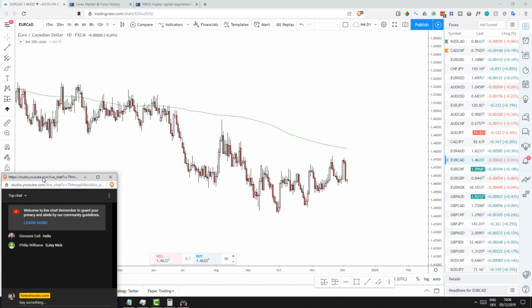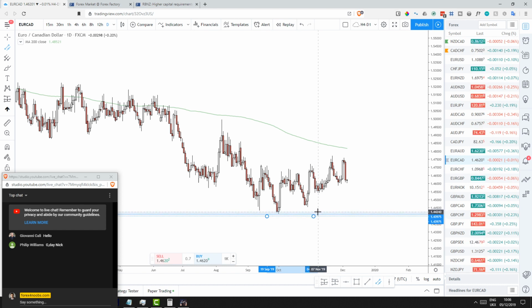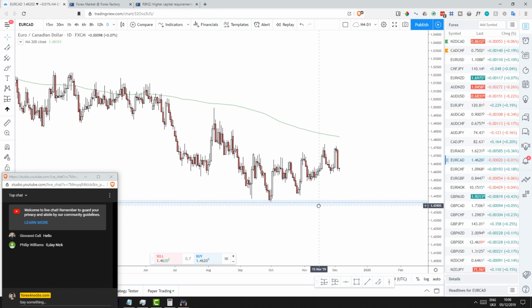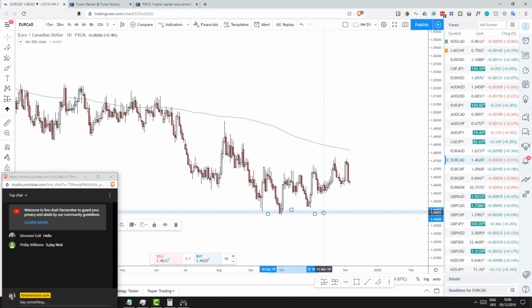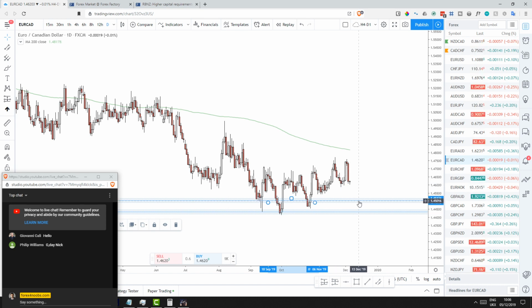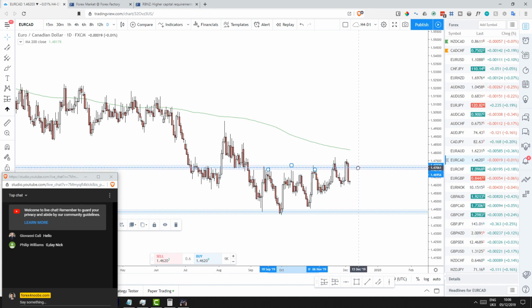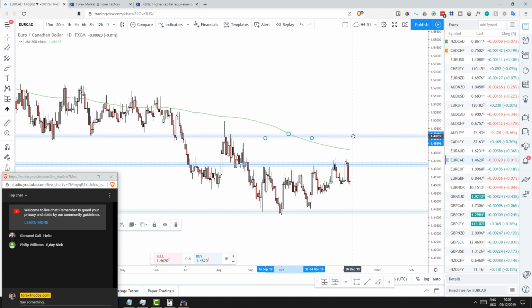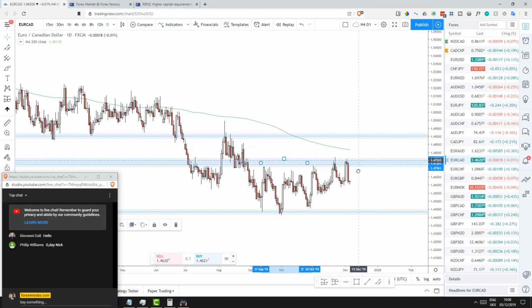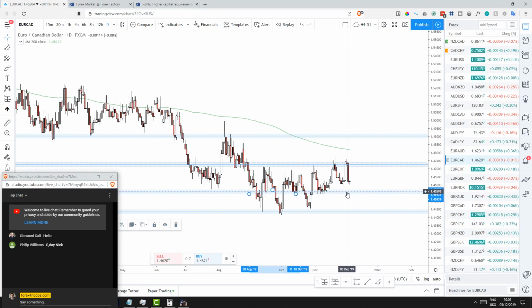EuroCAD needs some new support resistance areas. I changed them on this pair, but this is one of the ones that got reverted. I'll adjust this one up to here. More in line with the recent bounce. So we have nothing on EuroCAD.